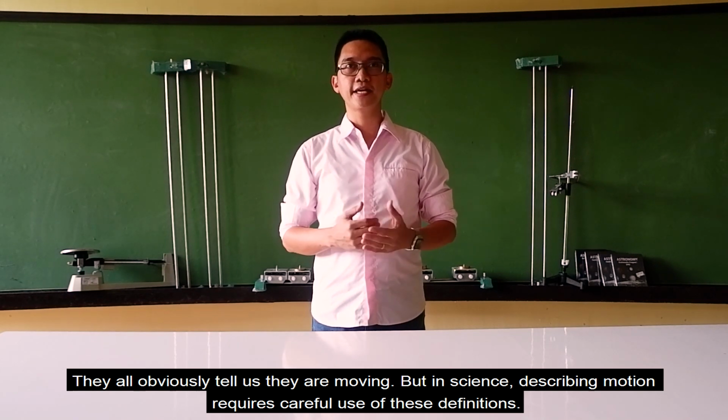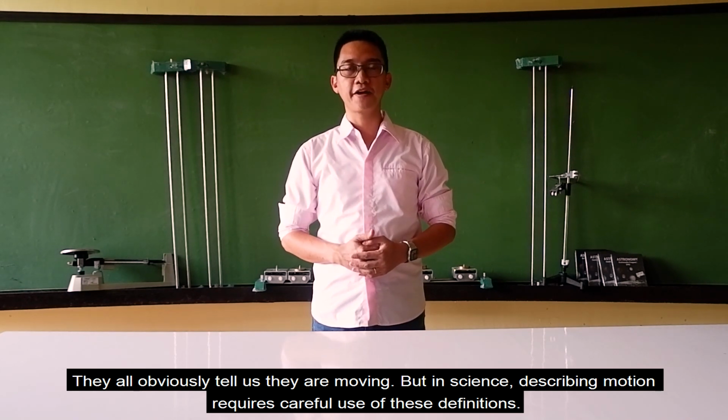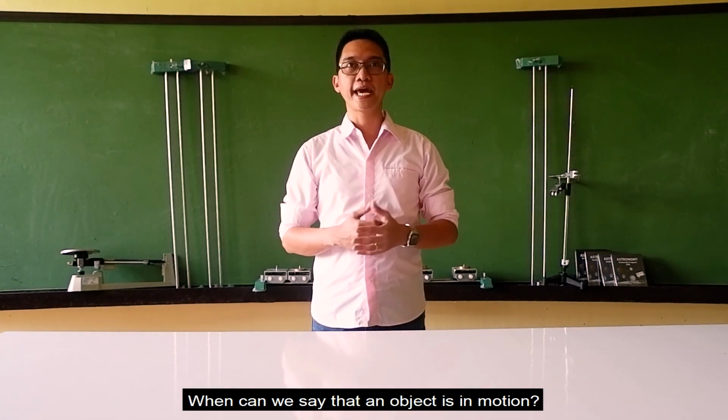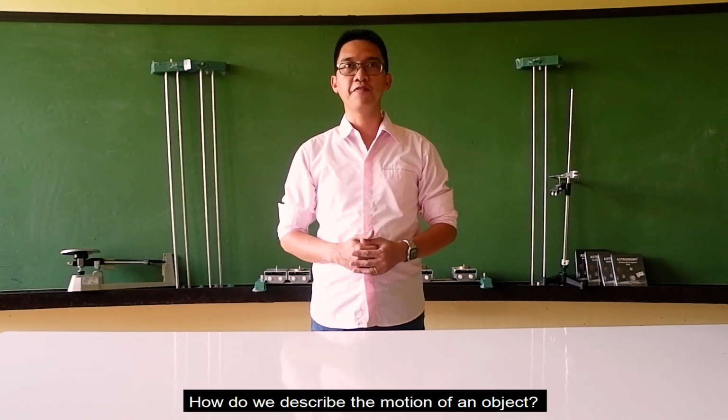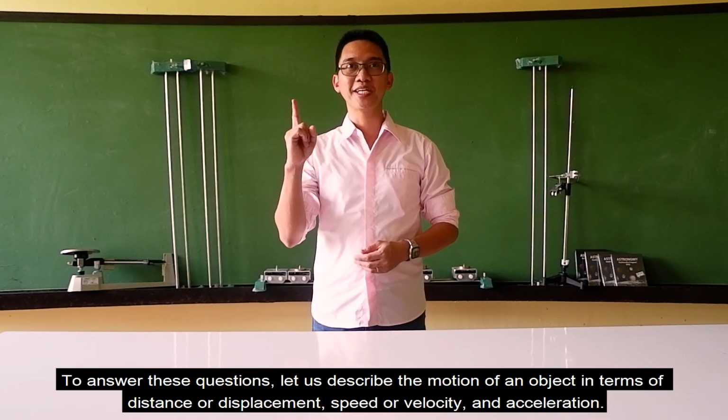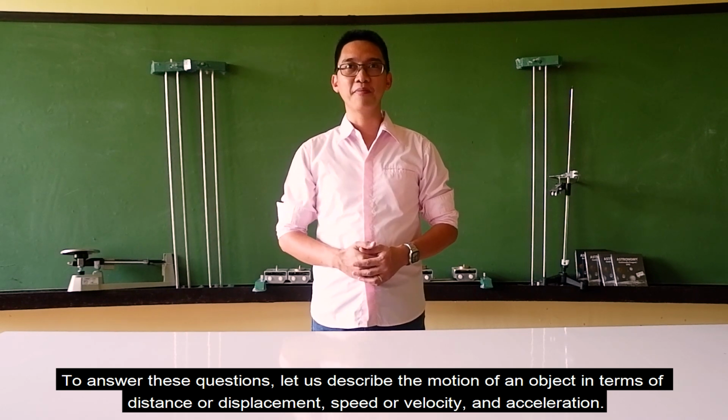But in science, describing motion requires careful use of these definitions. When can we say that an object is in motion? How do we describe the motion of an object? To answer these questions, let us describe the motion of an object in terms of distance or displacement, speed or velocity, and acceleration.